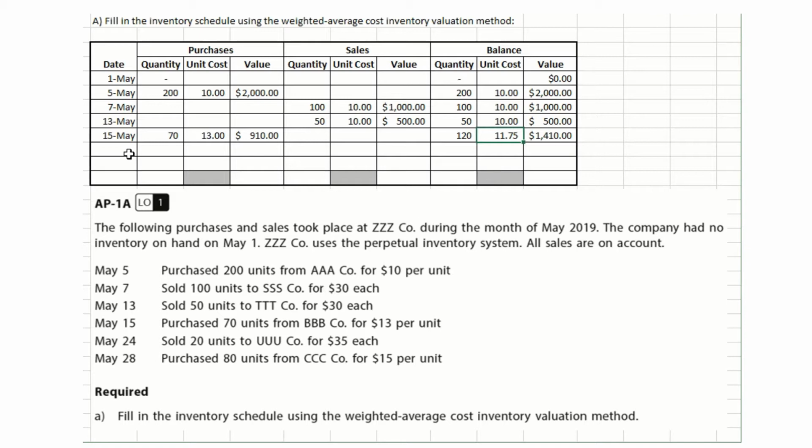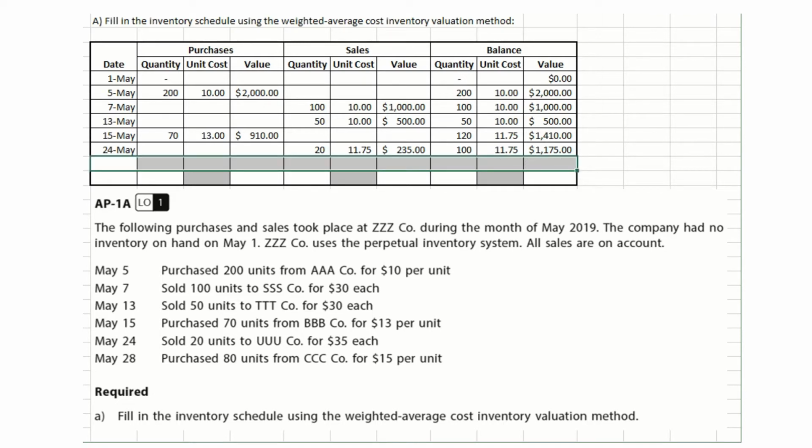Moving forward to May 24th, we need to record a sale of 20 units. Our cost for those units, under weighted average cost, is the $11.75 each. So we have 20 units at $11.75 for a total sales cost of $235. Our units drop from 120 to 100. Our total value drops from $1,410 down to $1,175. And our unit cost does not change because it's weighted average cost, where sales do not affect unit cost.